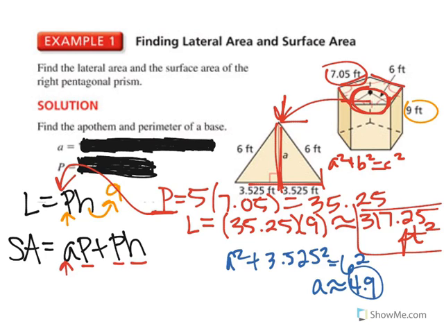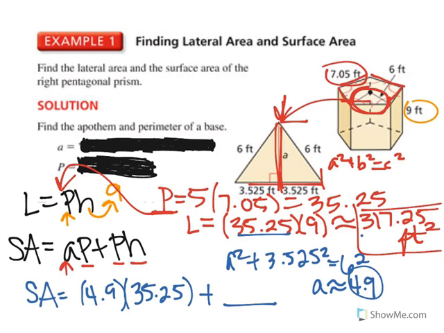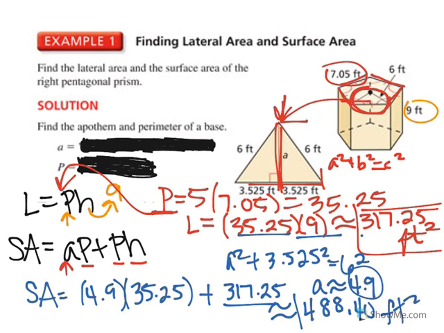Now you have everything that you need to plug into your surface area. So surface area is equal to 4.9 times 35.25 plus, and actually your lateral area, you can just plug that in here since you already did perimeter times height, so 317.25. When you plug that entire equation into your calculator, you end up getting about 488.40 feet squared.